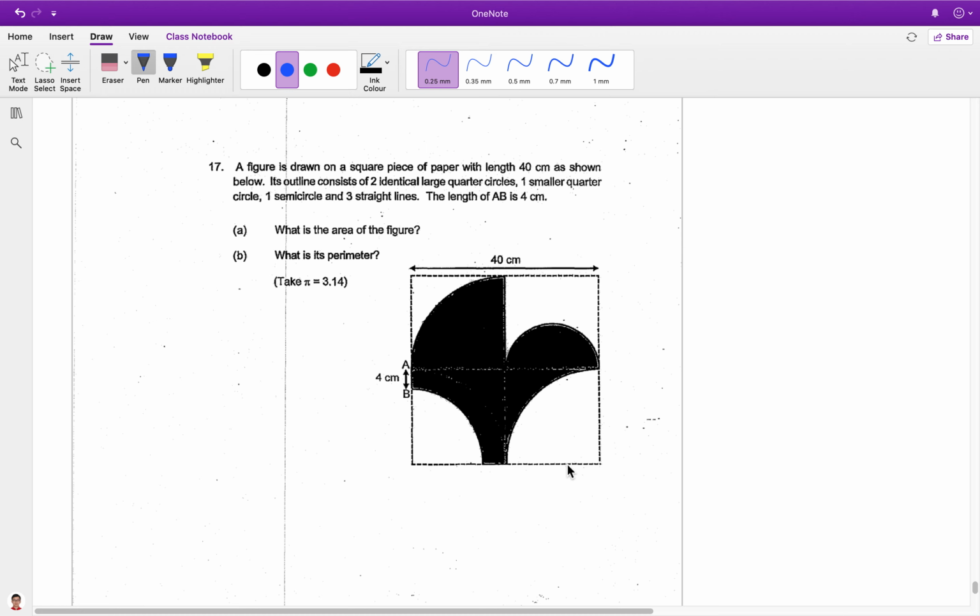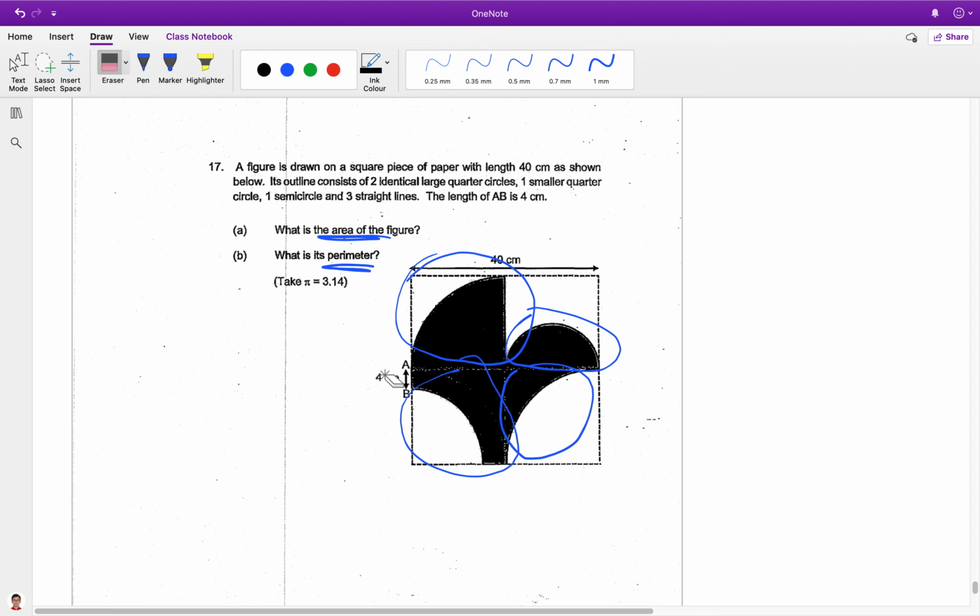Okay, question 17, which is the last question of this paper. We see that this one is a shaded area, right? Normally we find the area or the perimeter, right? The critical part is that we should be able to separate the shapes. So we need to understand the shape. Here we can break it into 4 parts: this part, this part, this part, and this part. Then for these 4 parts, we need to see whether they can combine with each other, right?